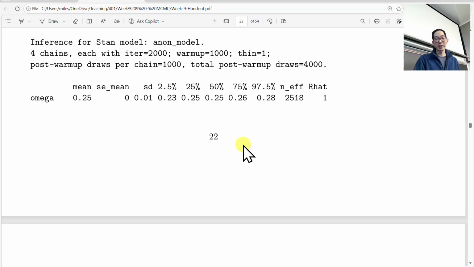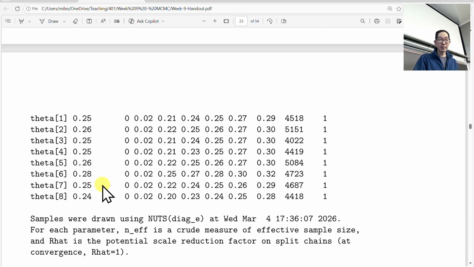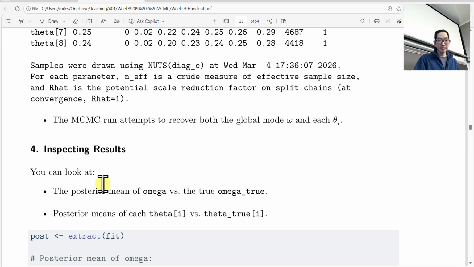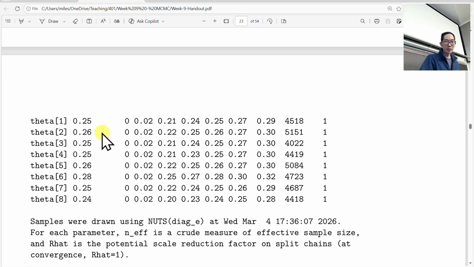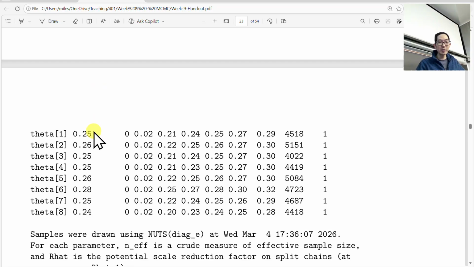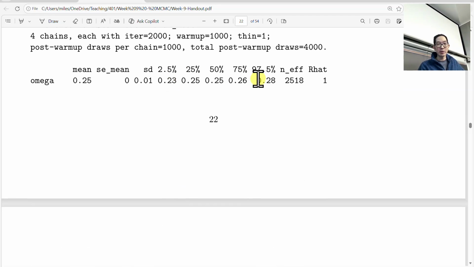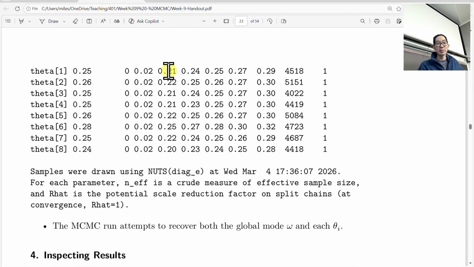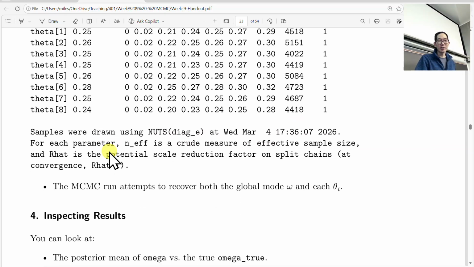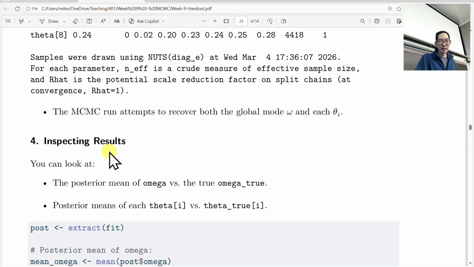And we have that. Okay. Our values for the different thetas. So player 1, our mean estimate for player 1's theta is 0.25. And we say, hey, the values could be anywhere from the 2.5 to the 97.5 percentile, anywhere from 0.21 to 0.29. Player 2 goes from 0.22 to 0.3. Basically, they're all very similar, but some are shifted a little bit higher and a little bit lower. So that's what we have here.